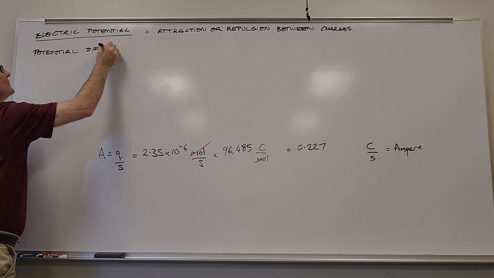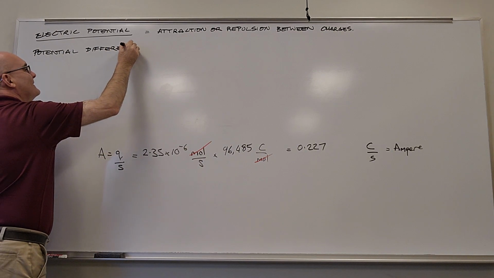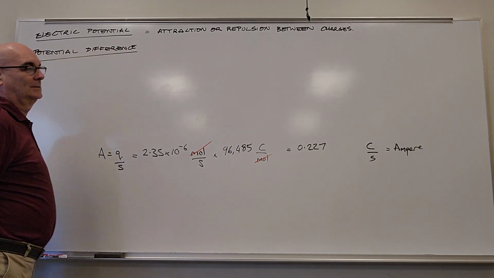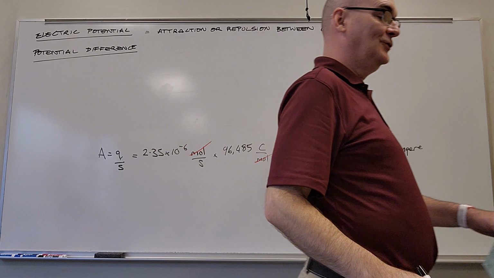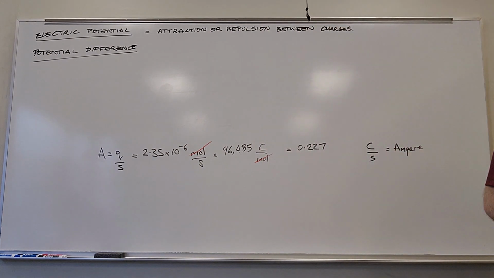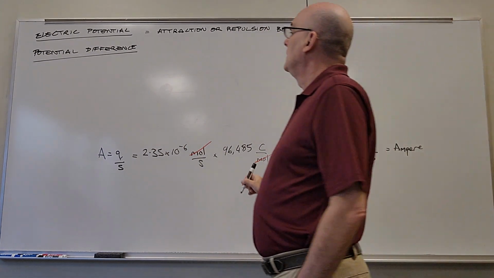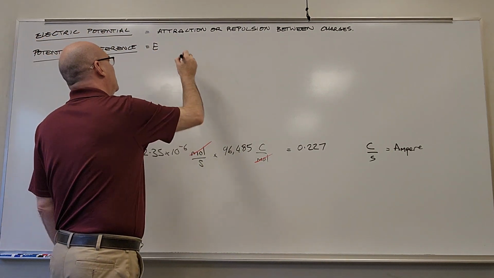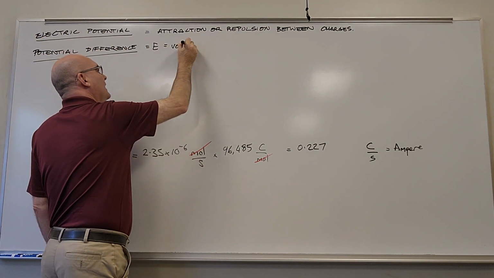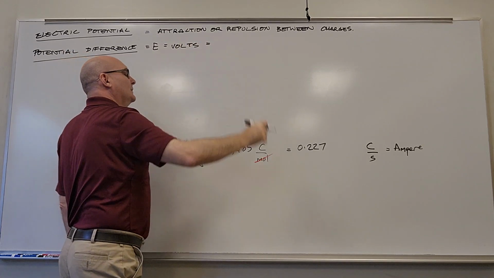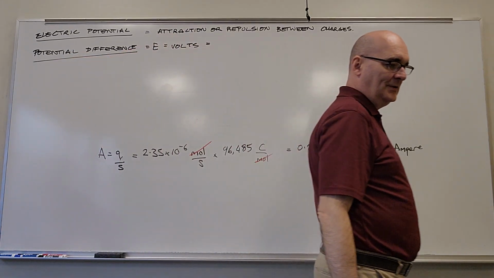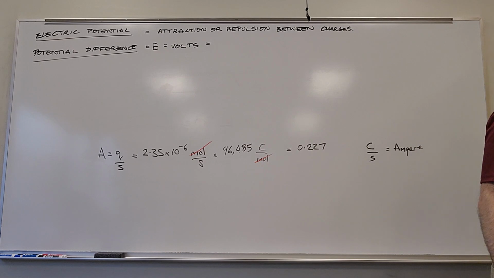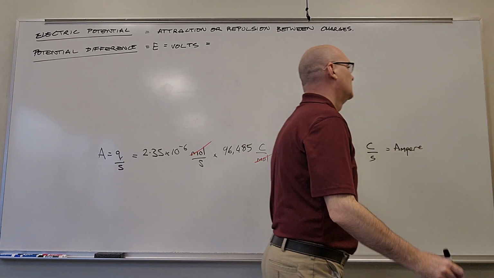So in terms of electrochemistry, what we're really interested in is the potential difference. It's the gap. Potential difference is given the symbol E, and it's measured in volts, and it represents the work performed when charges move position.